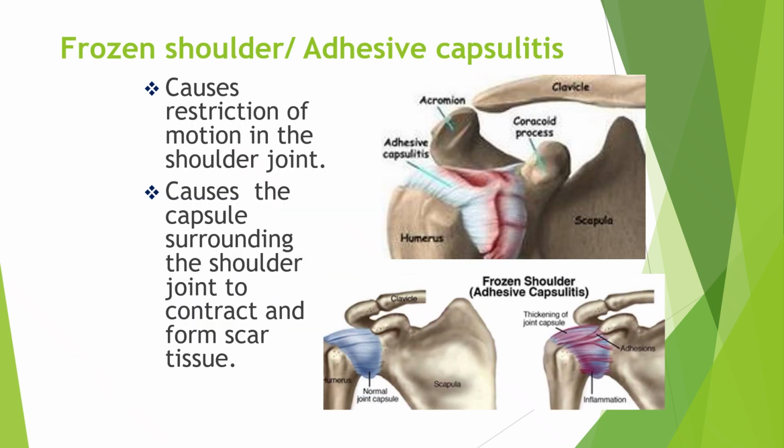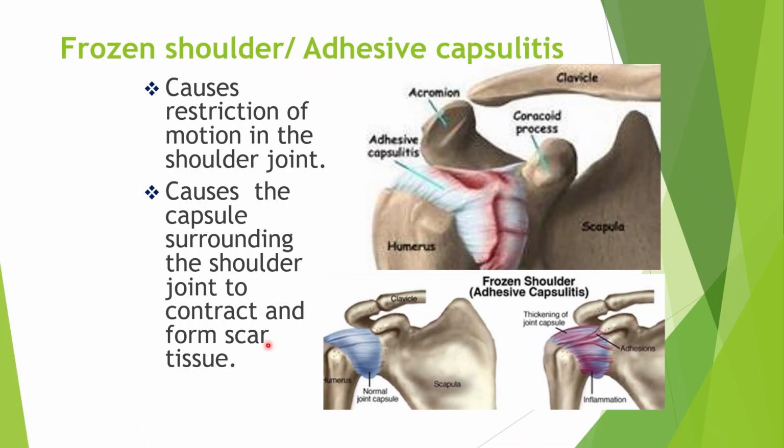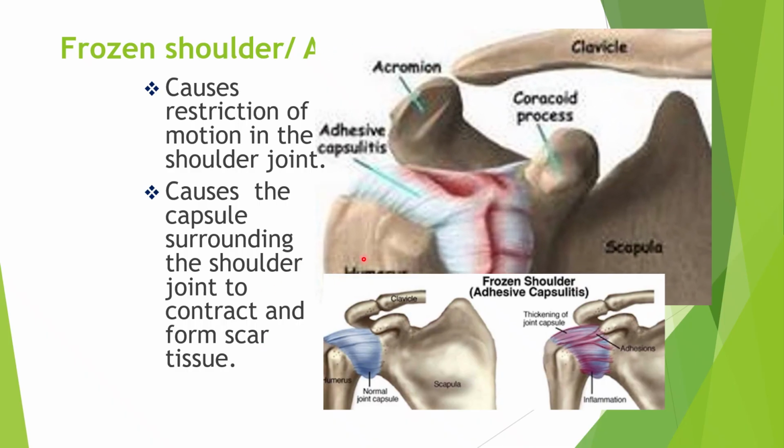Further, the bursitis can develop into a frozen shoulder, which is nothing but adhesive capsulitis, inflammation of the capsule, and there is adhesion. Slowly there is scar formation and restricted joint movement with a lot of pain. This is adhesive capsulitis.